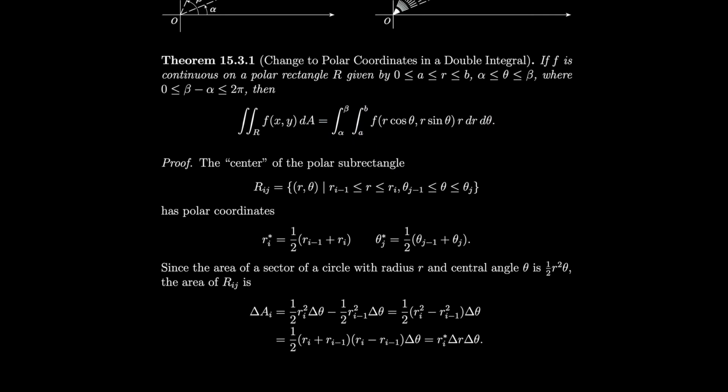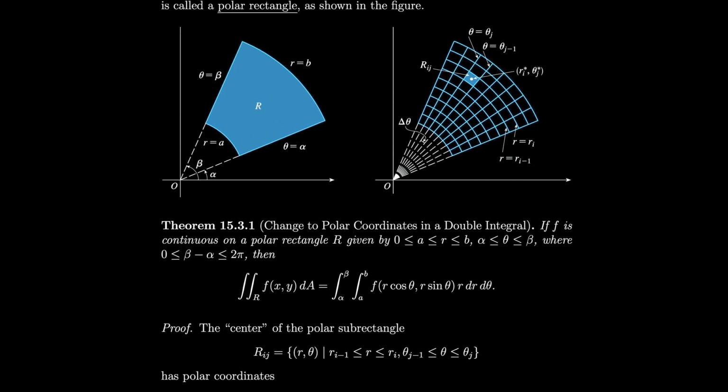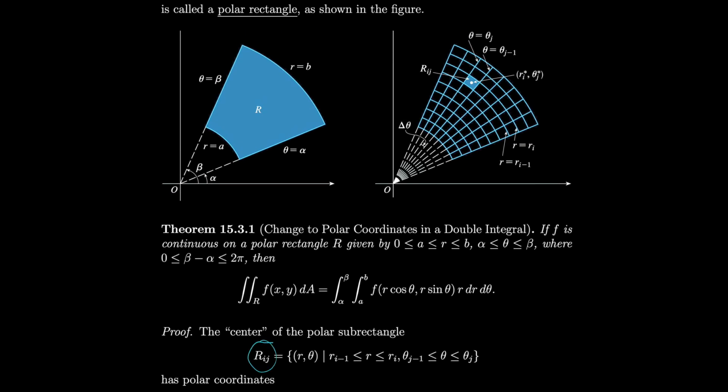So to prove this, how about we consider the center of the polar subrectangle Rij. So what we'll do is we'll take our polar rectangle and we'll chop it up into tons of little polar subrectangles. And then we'll look at each of those little subrectangles. We'll look at the ijth subrectangle, and we'll look at the center. And we'll say that the center has coordinates ri star, theta j star.